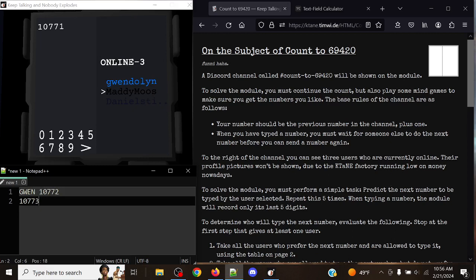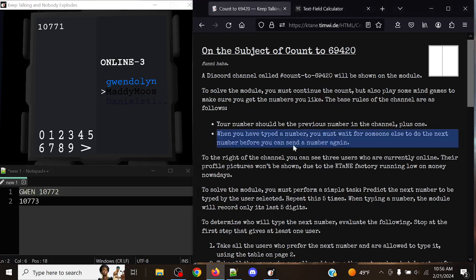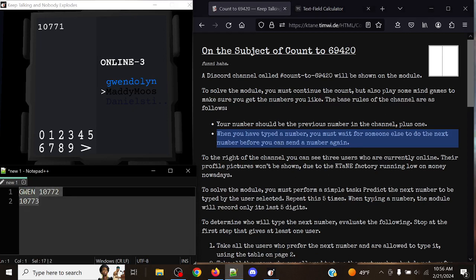So that's probably the most important rule that I'd have to note down for you guys. Just make sure that you are careful with that rule: when someone types a number, they are no longer considered for the next number. So just be very careful with that.